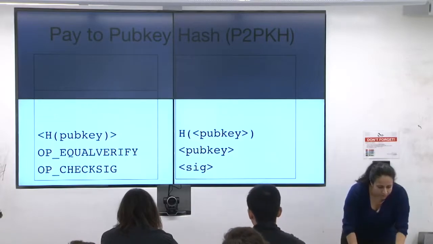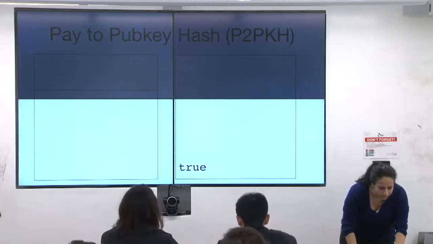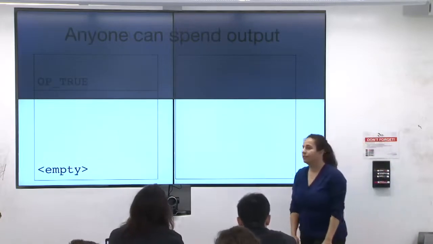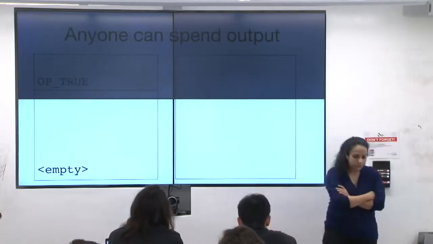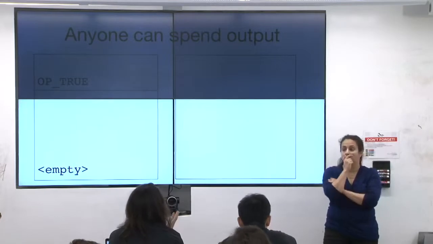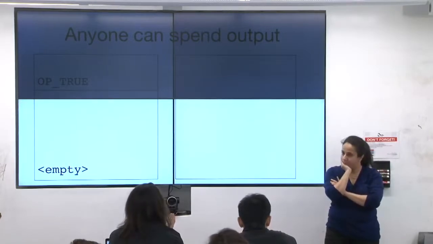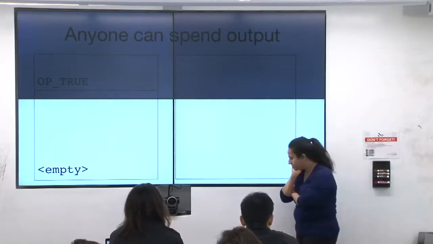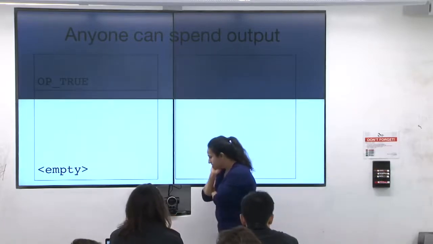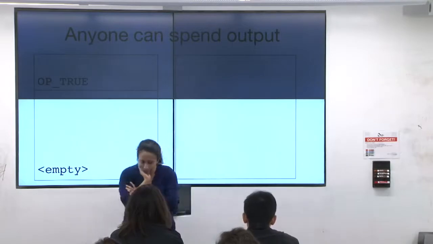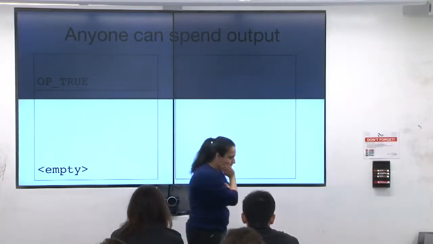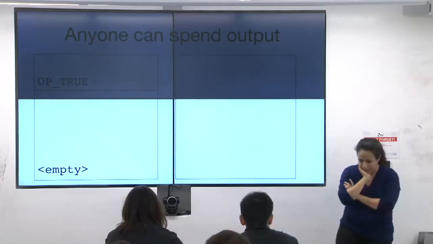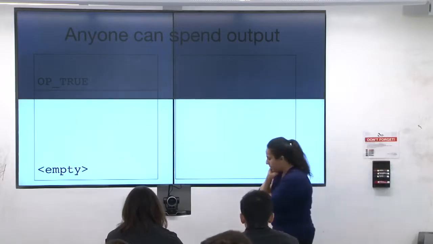So what do you guys think? Is this good? Is this bad? Could you try to DoS a network by attaching a lot of transactions that are never spendable but really easily created? Yeah, that's a great question. So the question is, could you DoS a network by creating transactions that are not spendable?